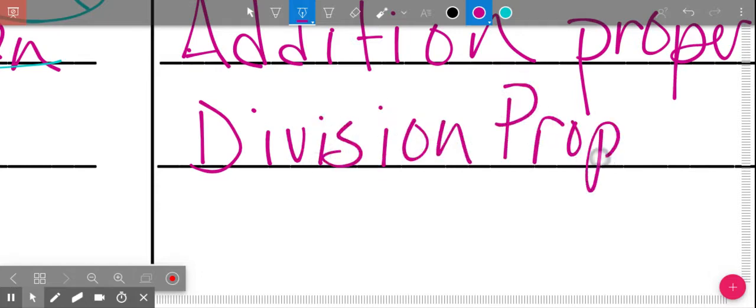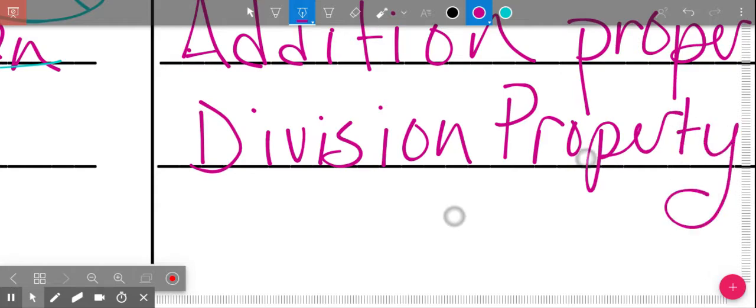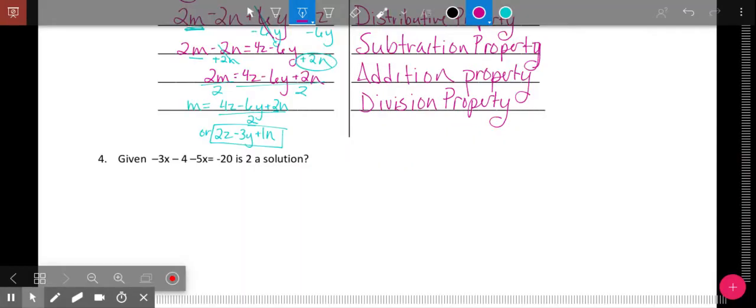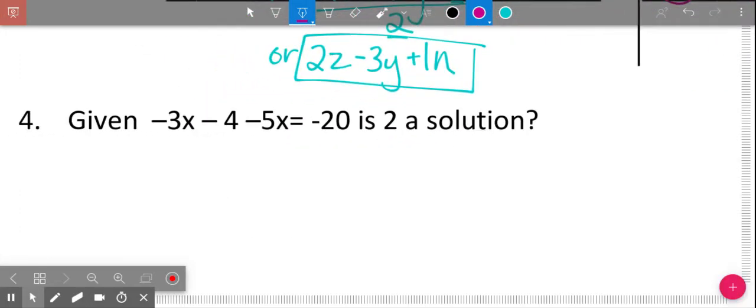All right, if you have questions about that one, please let me know. Our last one we're going to look at today is: given negative 3x minus 4 minus 5x equals negative 20, is 2 a solution? We've started talking about this a little bit, and we're going to look at this a lot tomorrow. But I want to know if 2 is a solution.